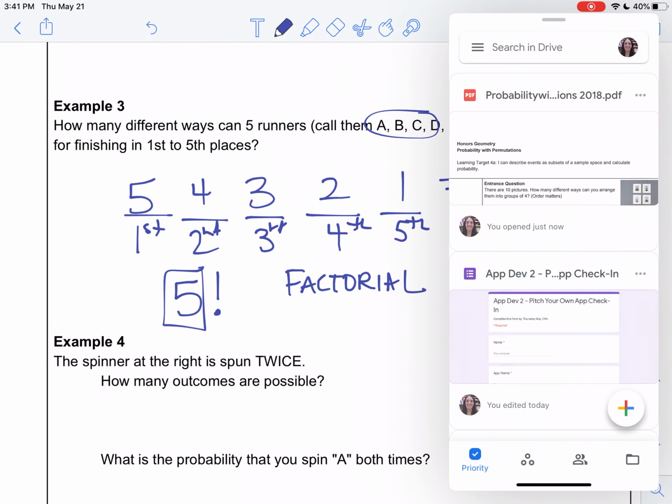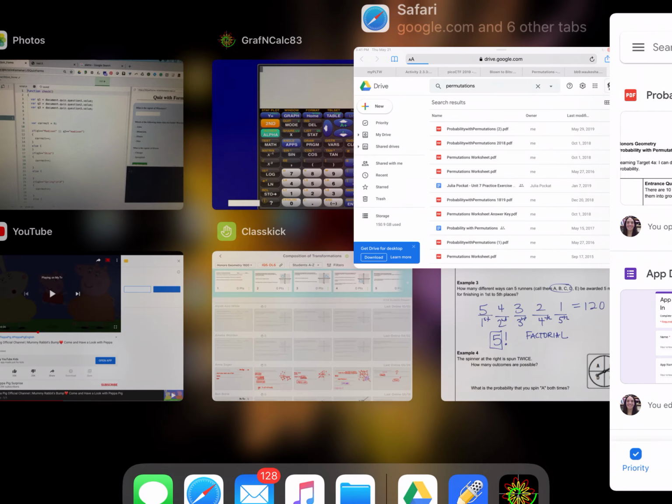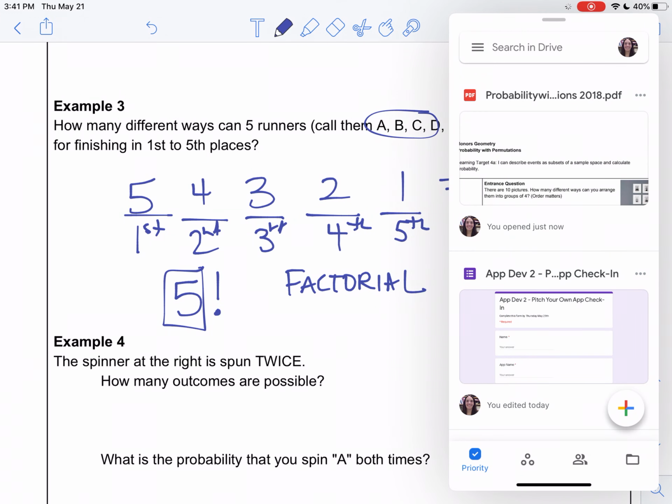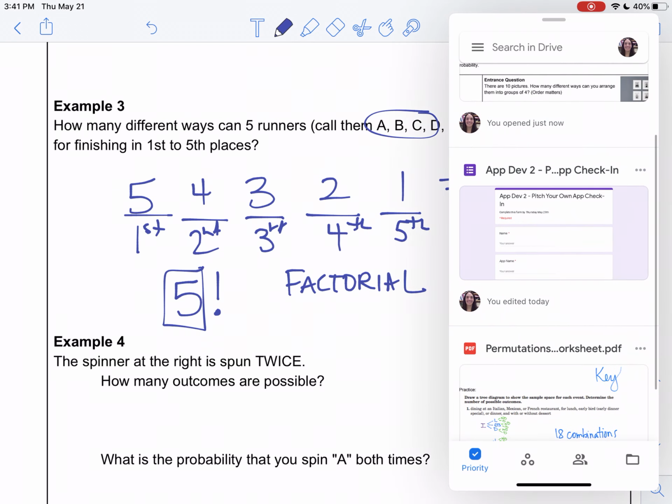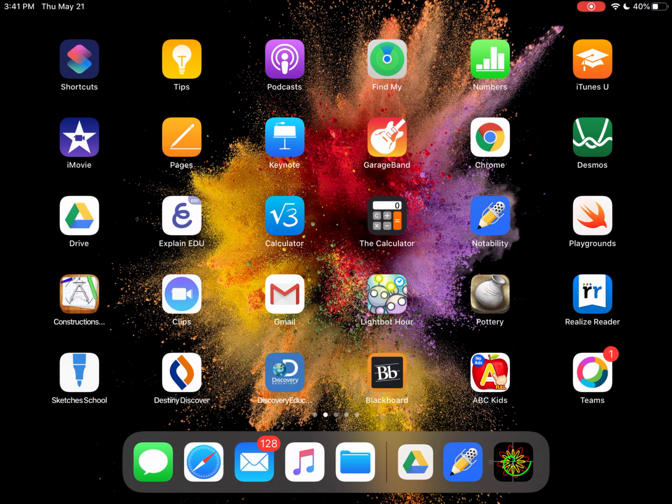Not Google Drive, we want, oh my. And it won't go away. Come on, Mrs. Gaminar, what's happening here?